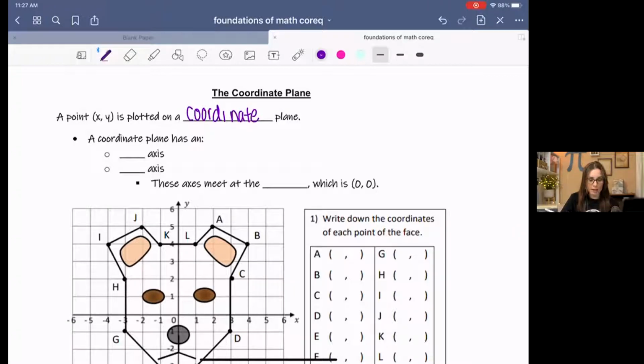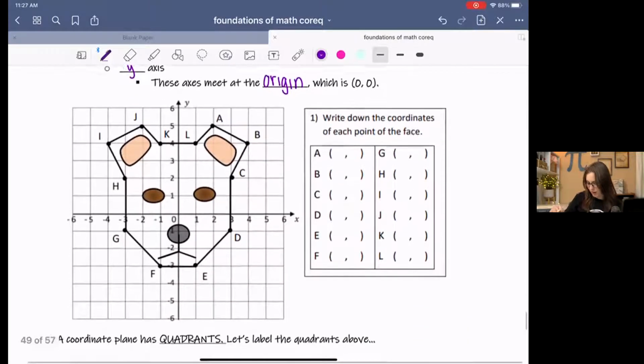A coordinate plane has an x-axis and a y-axis. The axes meet at the center, which is the origin. And the coordinate of this point is 0, 0. It's the dead center.